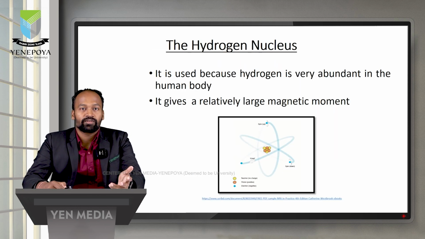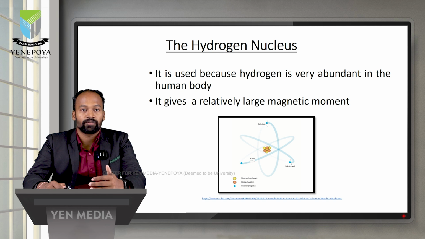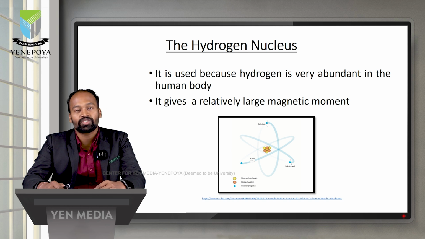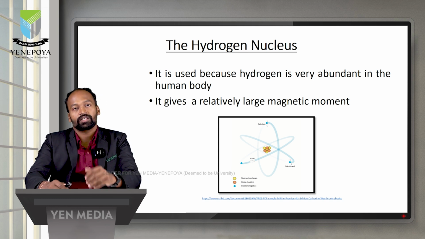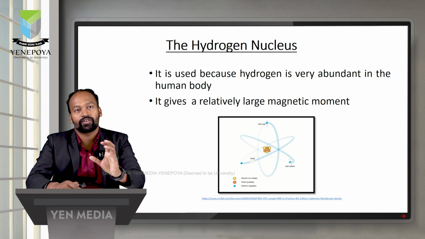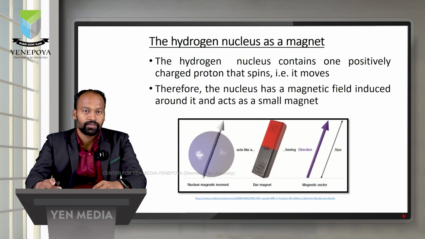Coming to the next one, that is the hydrogen nucleus. Everyone knows our human body is made up of a large amount of fluid, that is, water. Water, in chemical formula, is H2O. So a large number of hydrogen atoms are present in the body. That's why in the MRI system we focus on the hydrogen atom, because it is very abundant in our body, so it gives a relatively large magnetic moment.